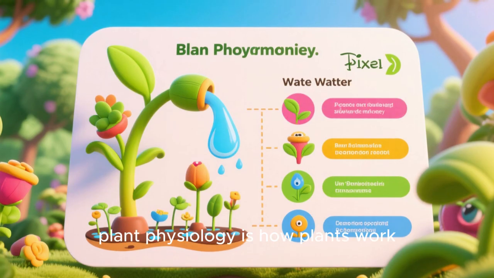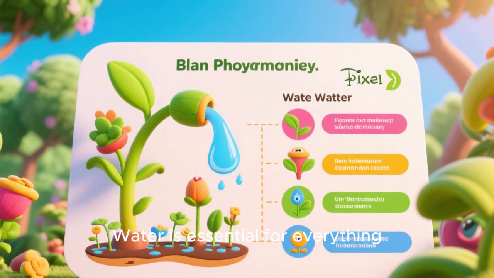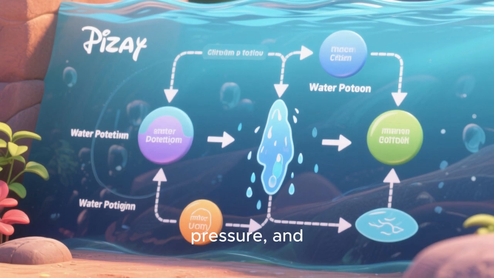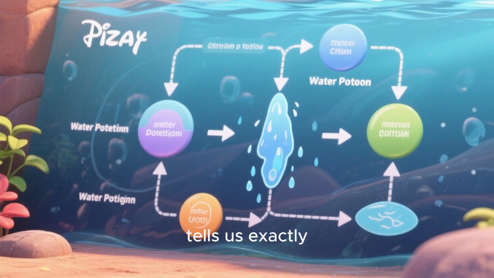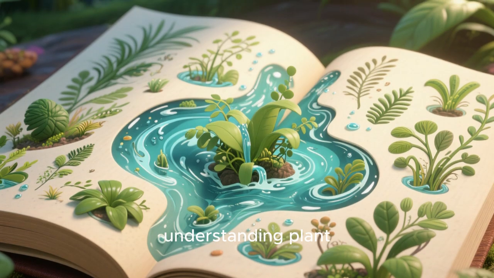So, to recap, plant physiology is how plants work. Water is essential for everything. And water potential, which is the sum of osmotic, pressure, and matric potentials, tells us exactly where that water will move. Understanding this is key to understanding plant life.